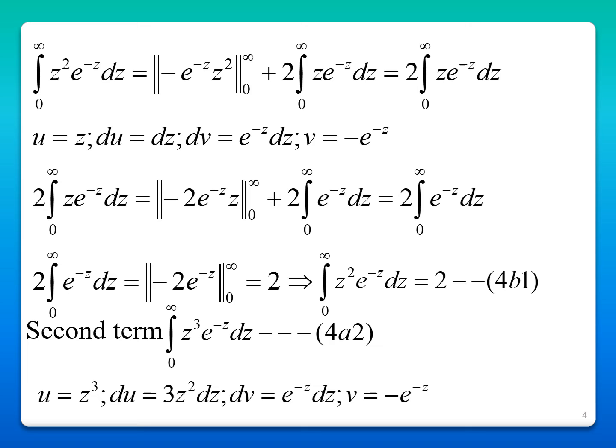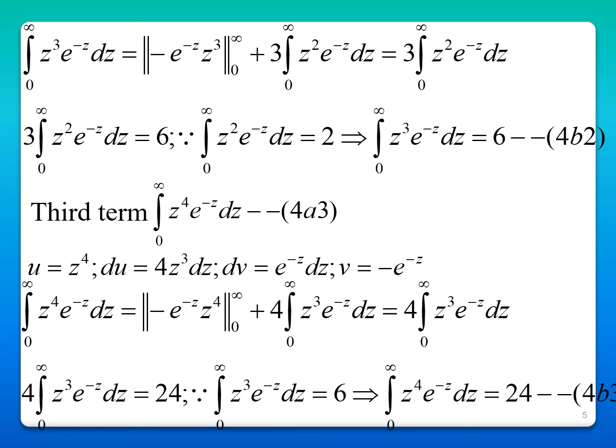Now you take the second term, that is the integral from 0 to infinity of z cube e power minus z dz. Once again you take the integration by parts formula and you end up with 3 times the integral from 0 to infinity of z squared e power minus z dz. Already you have proved this value, so the integral from 0 to infinity of z cube e power minus z dz is 6. Next, the third term is the integral from 0 to infinity of z power 4 e power minus z dz. Once again, by the integration by parts formula, it is finalized that the integral of z power 4 e power minus z dz is 24.